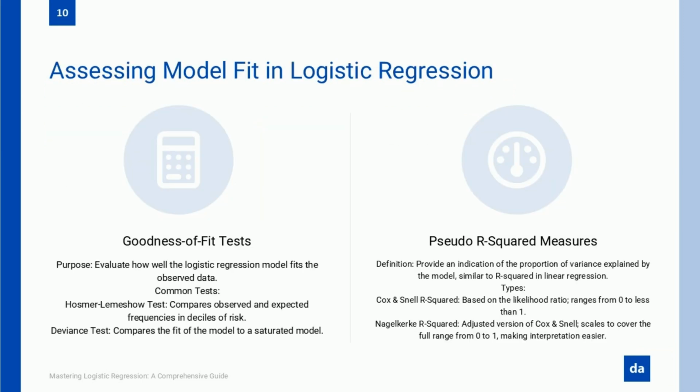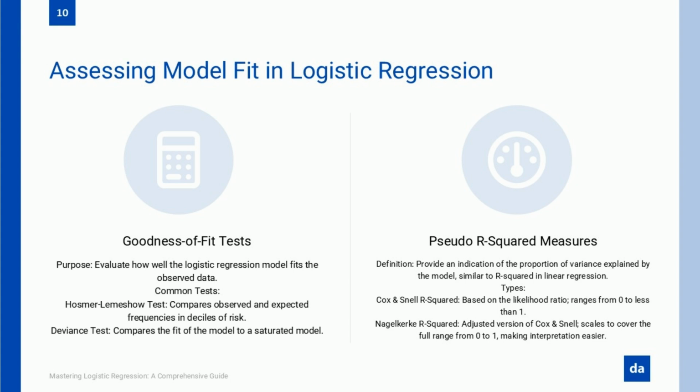So we've built our logistic regression model, and we even know how to interpret the coefficients. But here's the million-dollar question. How do we know if the model is actually good? Because let's be real, just because a model gives us predictions doesn't mean they're useful. In linear regression, we use R² to measure how well the model fits the data. But in logistic regression, things work a little differently. Instead of looking at variance, we focus on how well the predicted probabilities match the actual outcomes.